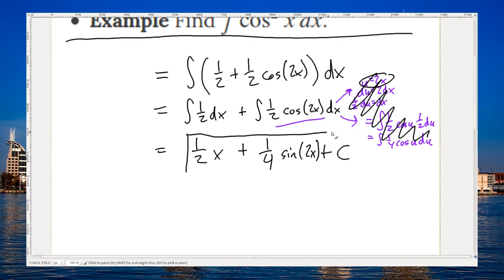So in simple cases, I recommend doing it in your head, but if you have the time or you just don't feel comfortable doing it in your head, then definitely do this extra work out here in purple. In any case, there is my final answer. So let's take a look at another.